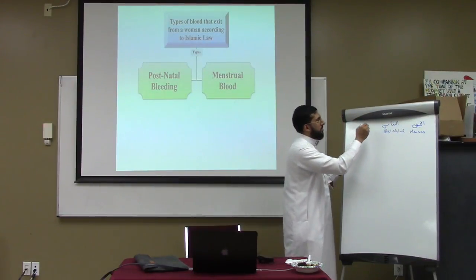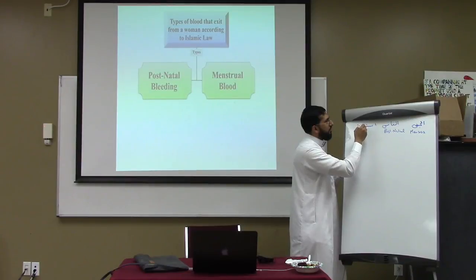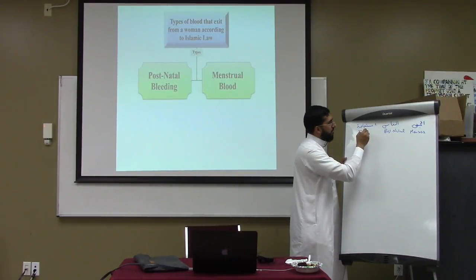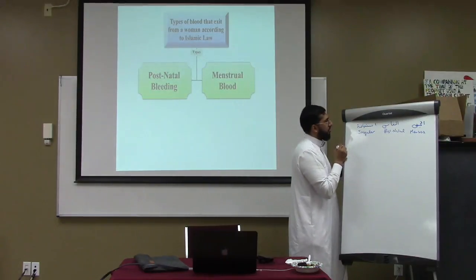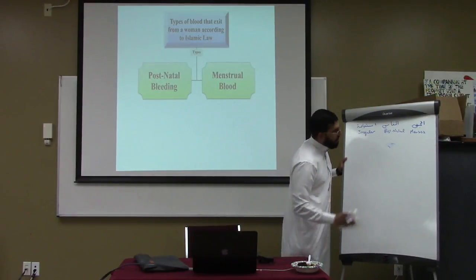The third one is istihada, which is irregular bleeding. And the fourth one is fasad.